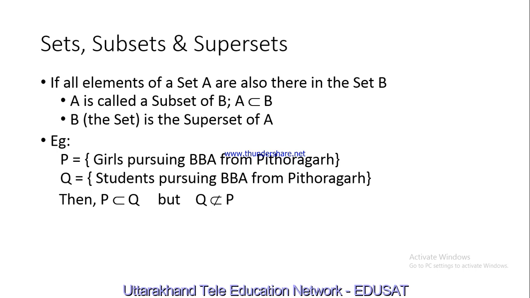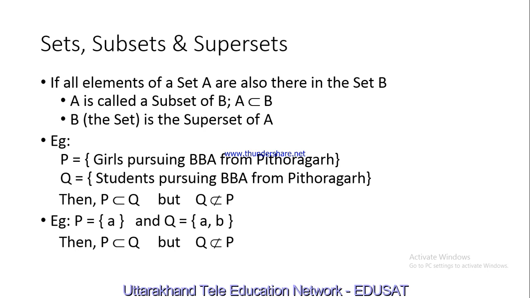I have not mentioned it here, so please make a note of this on your own: if G is a subset of H and another set H is a subset of G, which means both the sets are subsets of each other, then we can say that the two sets are basically equal. This can only be possible when G is equal to H. Then G will be a subset of H and H will be a subset of G.